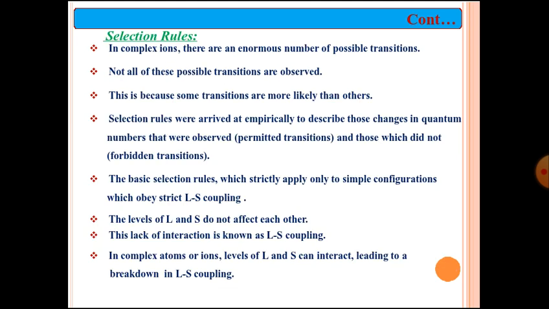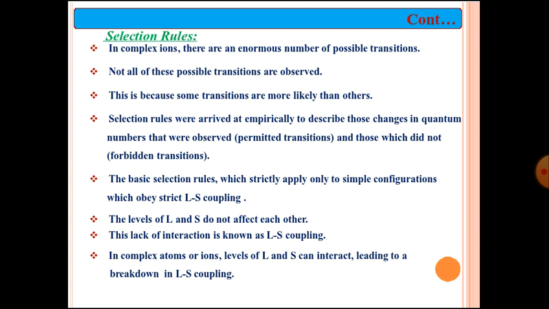Next one, selection rules. In complex ions, there are an enormous number of possible transitions. Not all of these possible transitions are observed, because some transitions are more likely than others. Selection rules were arrived at empirically to describe those changes in quantum numbers that were observed as permitted transitions, and those which were not as forbidden transitions.